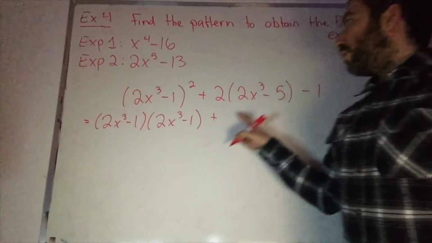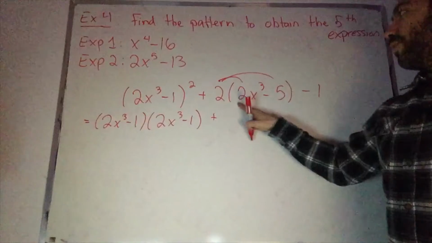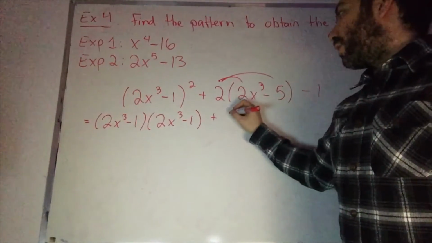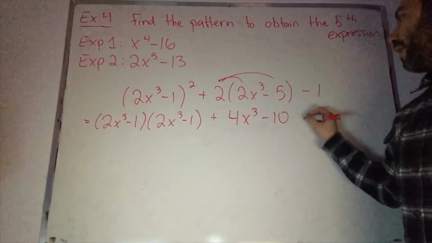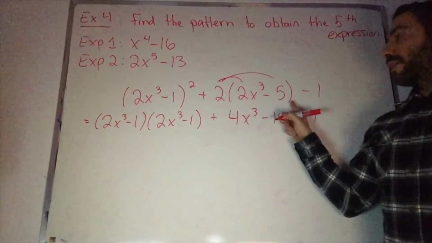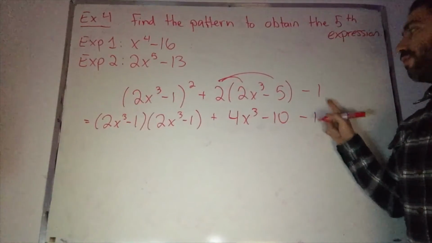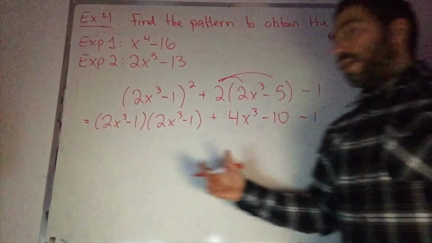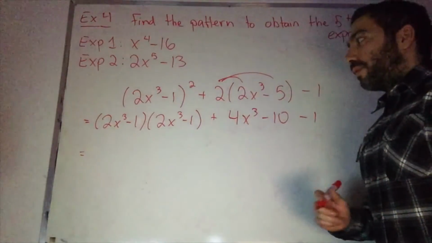We have to FOIL this one. Here we could right away go ahead and distribute, because we have a monomial times a binomial. So 2 times 2x is 4x cubed. And 2 times negative 5 is minus 10. And then we have minus 1. Notice the bracket stops here, so you do not multiply the 2 with the -1 on the outside. You have to leave the -1 as is. And next what we have to do is our distribution. So let's go ahead and FOIL.